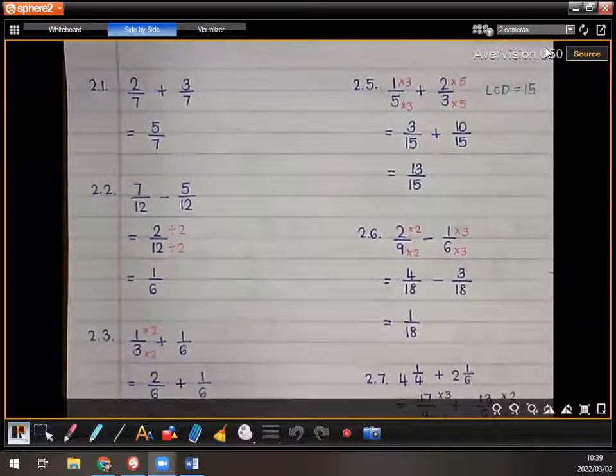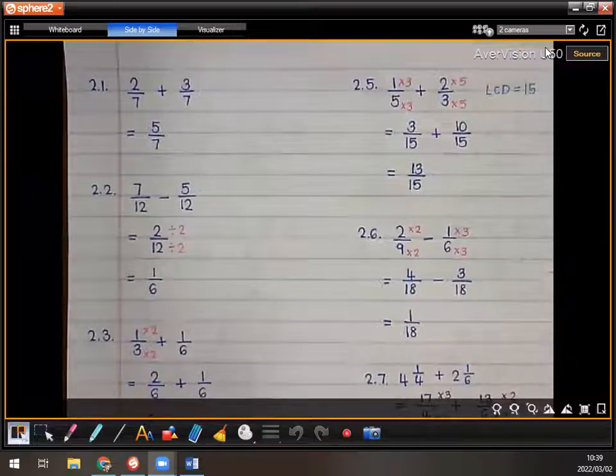So if you use a number that's bigger, you won't get the wrong answer, but then the answer that you get, you're going to have to simplify. Okay, so you might get something like 20, and then you might simplify.